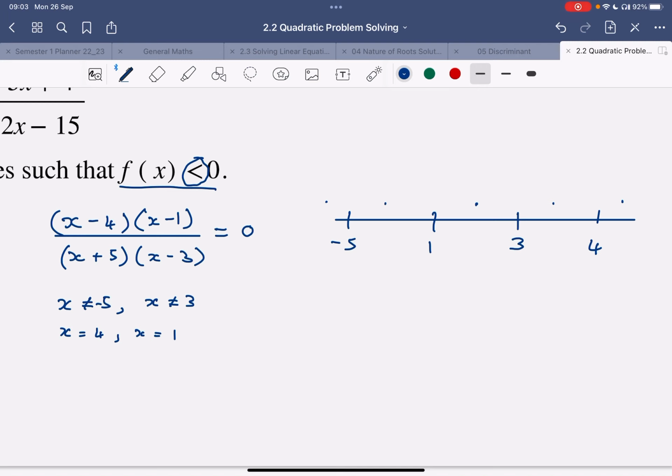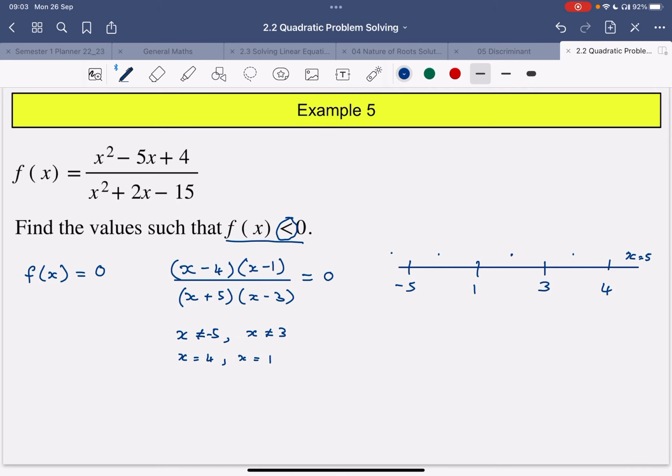So I'm going to check when x equals 5. I'm going to put that into my function at the beginning here and see if it's less than or greater than 0. Now you're going to take a calculator and put 5 into that function, and you will find that it comes out as being positive. If it comes out as being positive, your answer here is positive. We actually want f(x) to be smaller than 0, so we don't want that region. So anything greater than 4 we don't want.